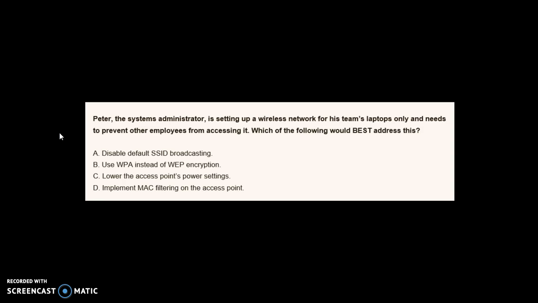Peter, the systems administrator, is setting up a wireless network for his team's laptops, only it needs to prevent other employees from accessing it. Which of the following would best address this?